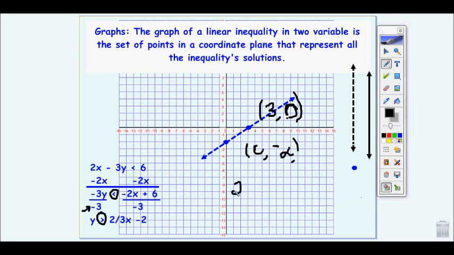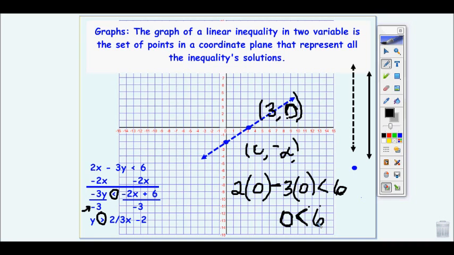So I'm going to do 2 times 0 minus 3 times 0. You can see why I chose 0, 0 as my coordinate point. I'm going to see, is that true? Does that make my original statement a true statement? So 2 times 0 is 0, minus 3 times 0 is 0. So is 0 less than 6?